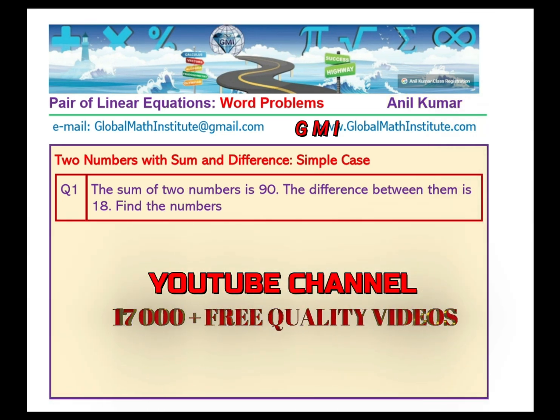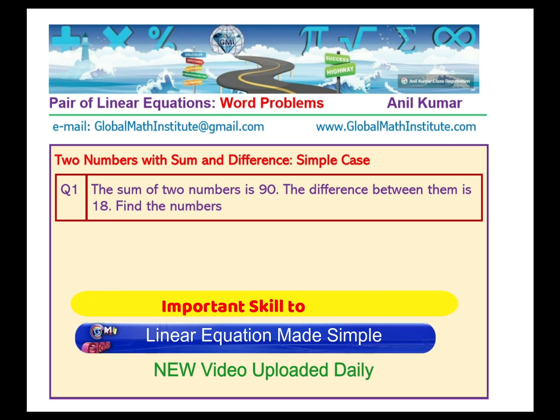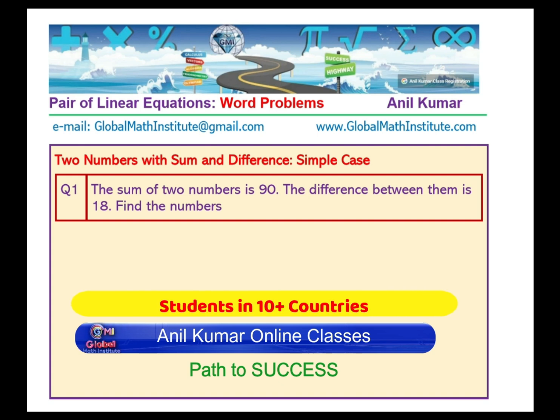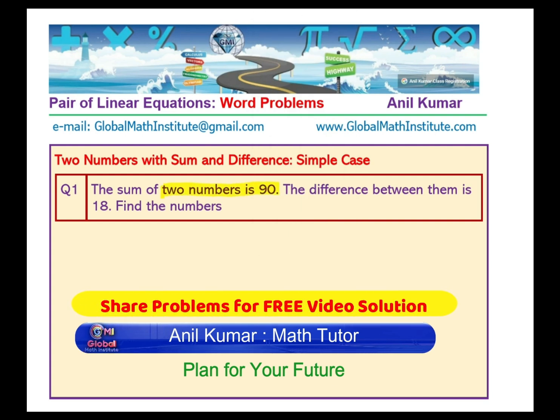So let us begin with the very first problem in this set and see how do we solve word problems after defining the variables and writing relevant equations. Question number 1 here is, the sum of two numbers is 90. The difference between them is 18. Find the numbers. So it says sum of two numbers is 90.